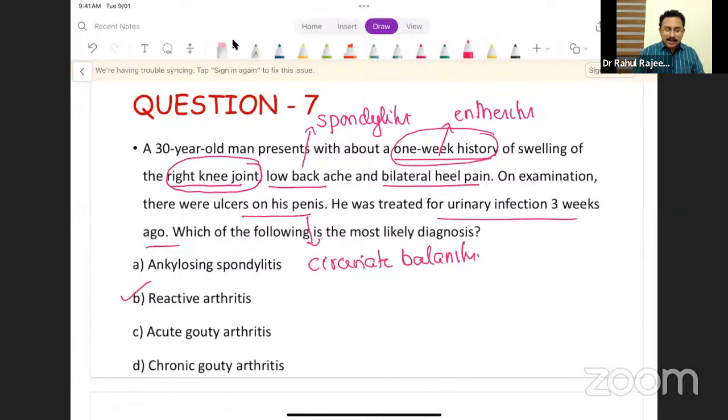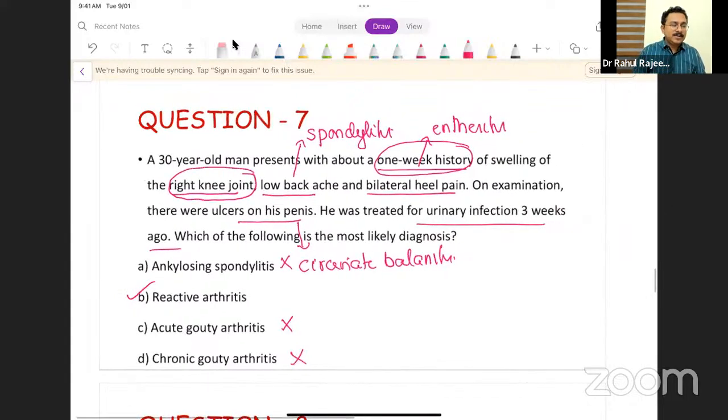I would straight away eliminate chronic gouty arthritis because this is a 1 week history. I would eliminate ankylosing spondylitis again because it usually does not have such a presentation, for the reasons I've already told you. Acute gouty arthritis also I would eliminate because enthesitis is not a feature, low backache is not a feature, and it's usually not the knee joint but the first MTP joint. Can the knee joint be involved in gout? Yes, not common, but it can definitely be involved. But the classic presentation is first metatarsophalangeal joint inflammation.